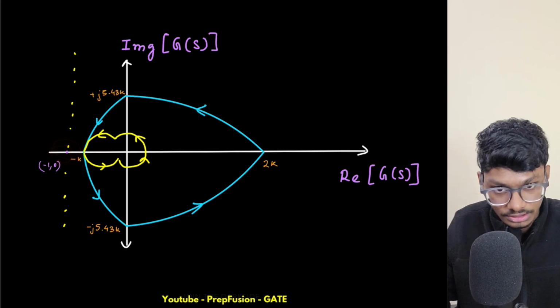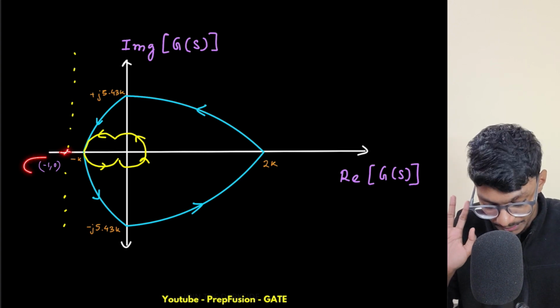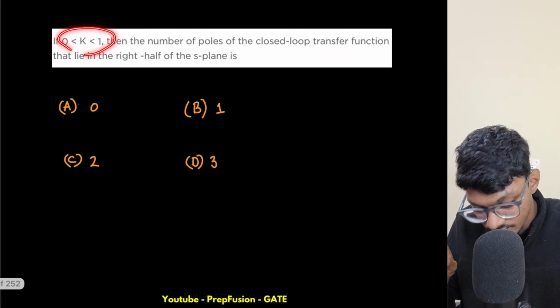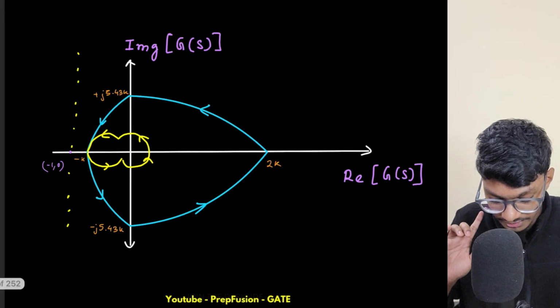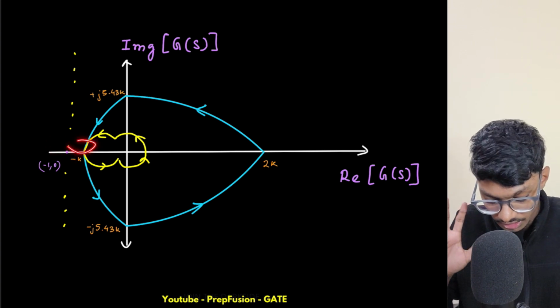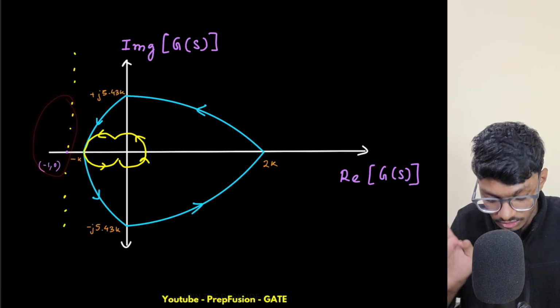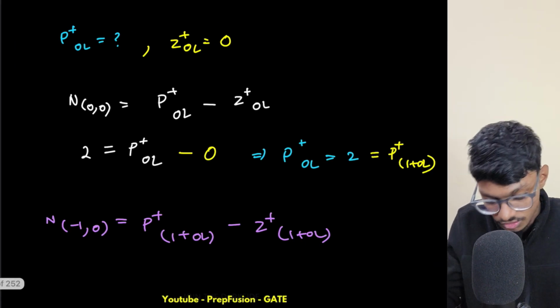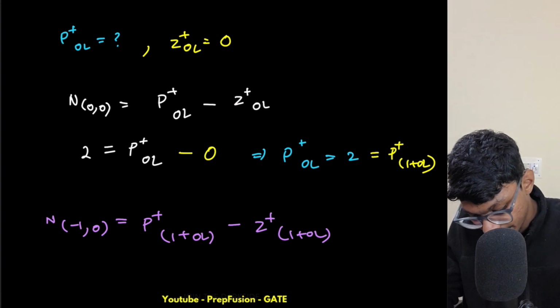I have nothing here, right? No plots are reaching this point. This is my minus 1 0 point, and as k is varying from 0 to 1, it will never reach this point, hence I will not have any plots here and will not have any encirclements. All are lying around in this region. I have nothing here, so it is 0. So N minus 1 0 is 0.